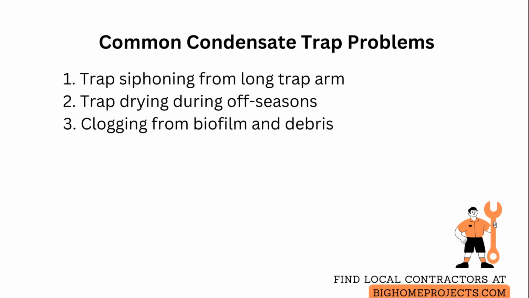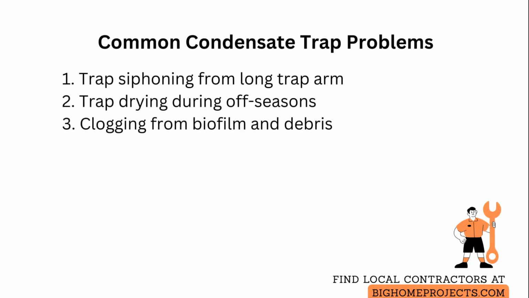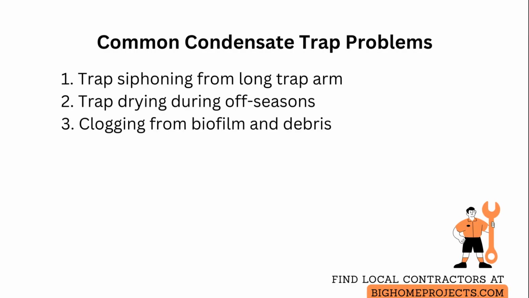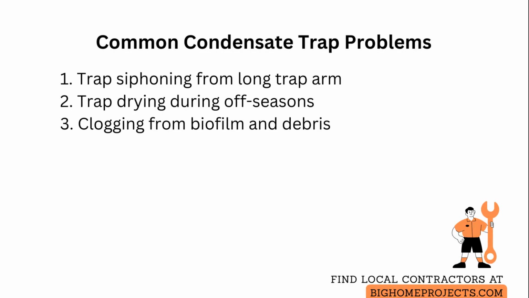Another frequent problem is trap drying during extended off seasons, permitting negative pressure backflow. Solution: install a trap primer, schedule periodic condensate runs, or pour a small amount of water into the trap monthly.